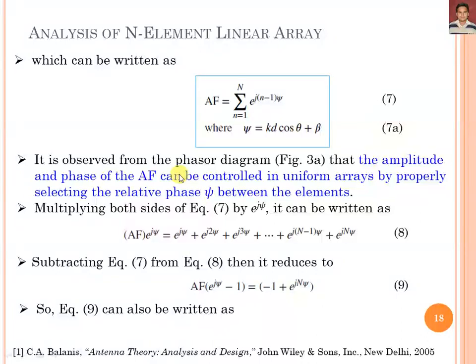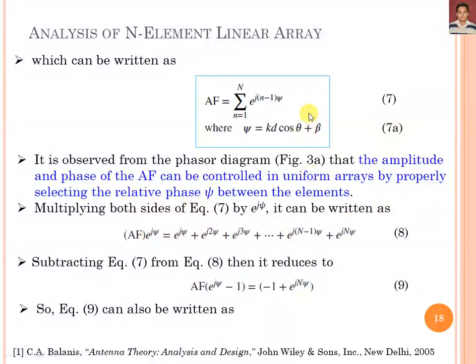So this is important. And again, we can say that in a non-uniform array, the amplitude as well as the phase can be used to control the formation and distribution of the total array factor. So we can categorize into uniform and non-uniform arrays, and here we are going to discuss the uniform array only. After getting this equation, we have to multiply the array factor by e^{jψ}.